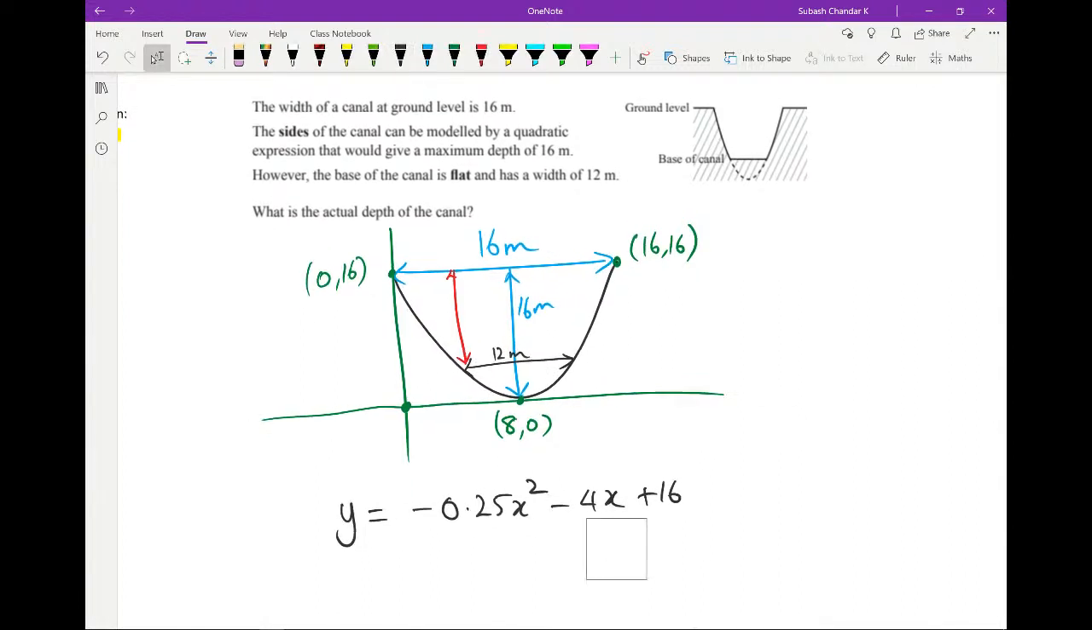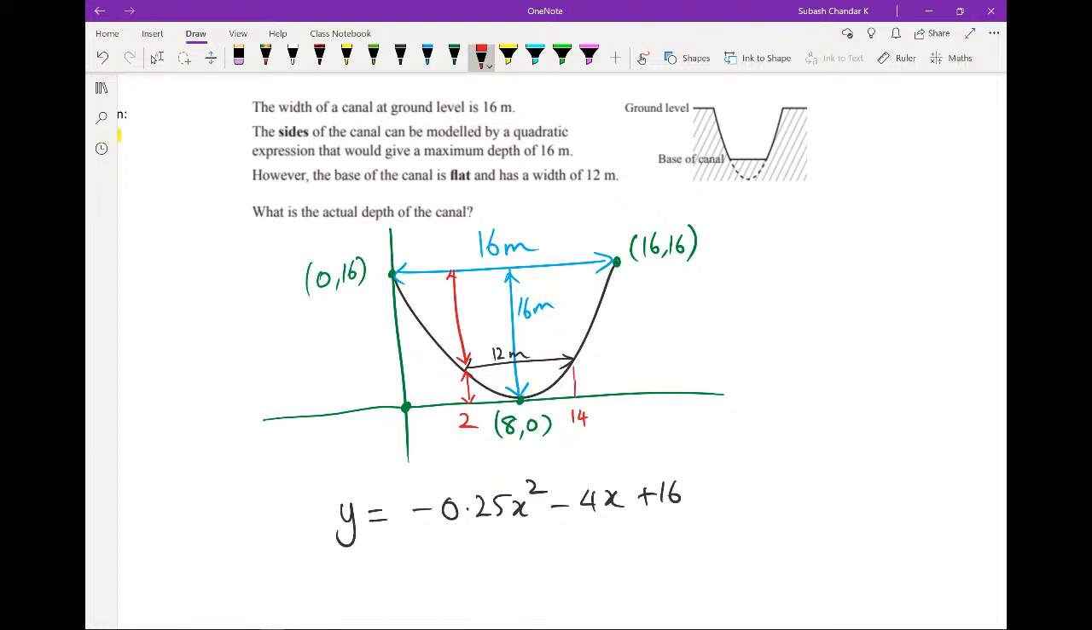Now it's actually asking us to find that red distance. Now the red distance, we kind of have to work out backwards really. So what have we got? If this is going to be 12, then that there is going to be 4 meters. No, it's not going to be 4. Hang on. That's going to be 6 wide. So this is going to be 2, and then this is going to be 14.